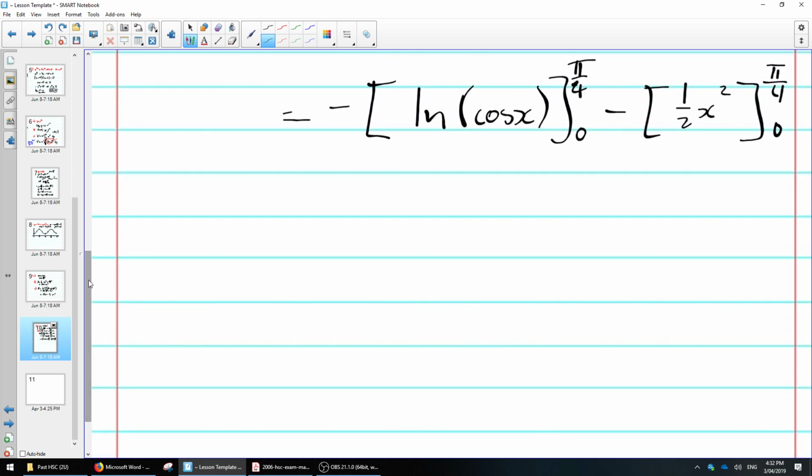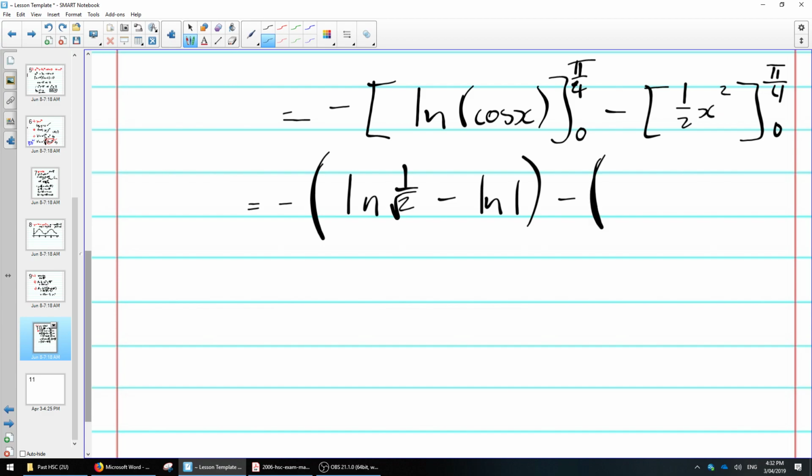Let me just finish the question. So go from here, we've got negative. So cos pi over 4 is 1 over root 2, that's 45 degrees. Then 1 over root 2 minus, what's cos 0? So we've got 1.